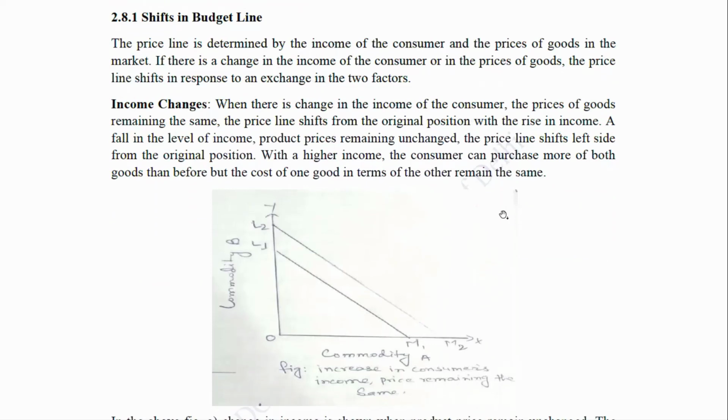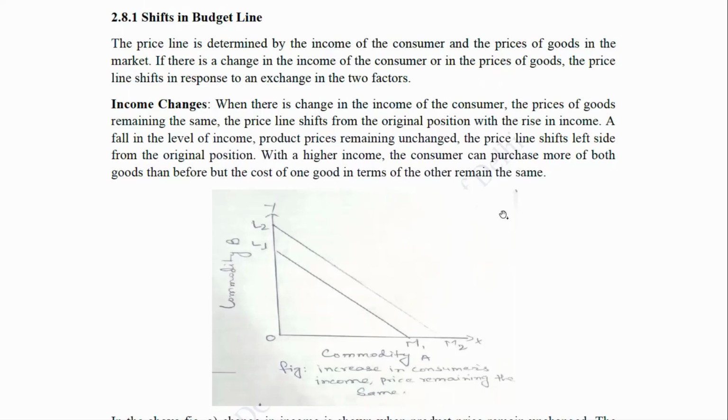2.8.1 Shifts in budget line. The price line is determined by the income of the consumer and the prices of goods in the market. If there is a change in the income of the consumer or in the prices of goods, the price line shifts in response to a change in the two factors. Income changes. When there is a change in the income of the consumer, the prices of goods remaining the same, the price line shifts from the original position with the rise in income.